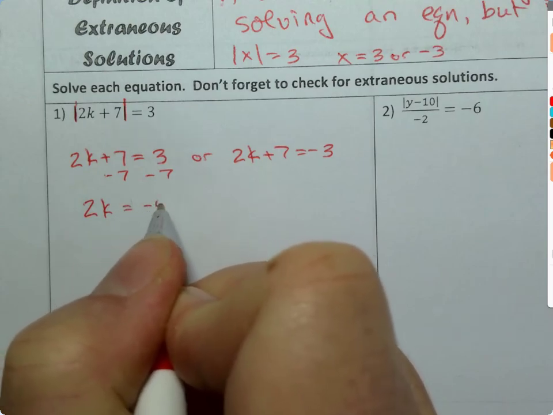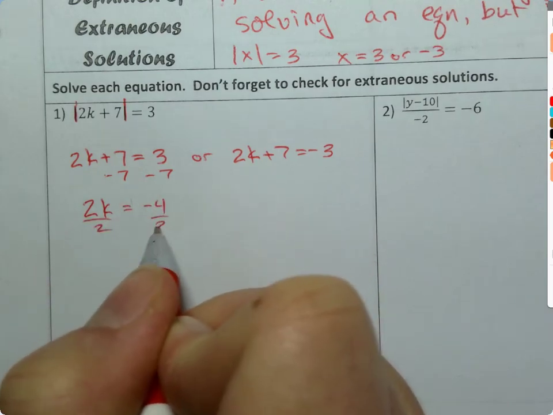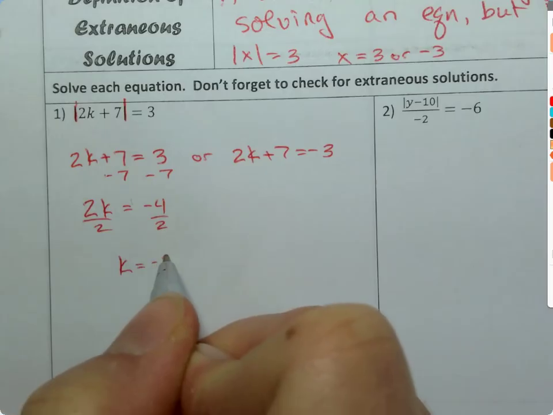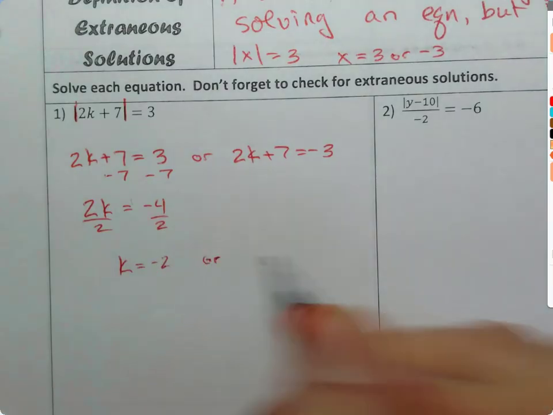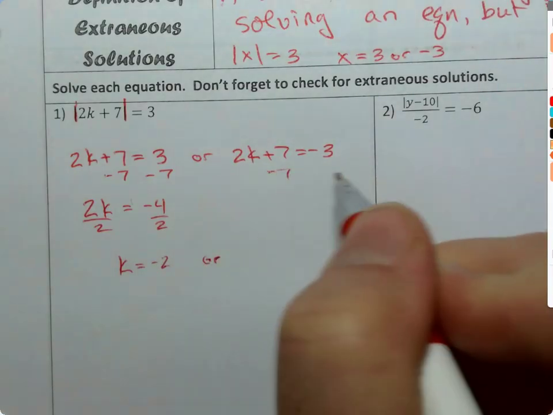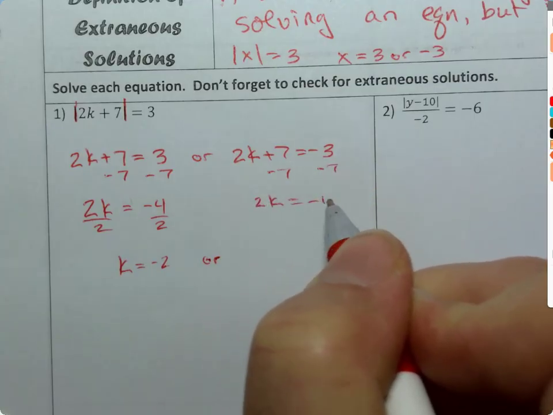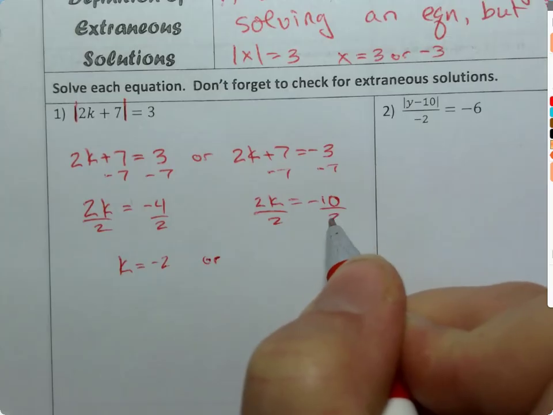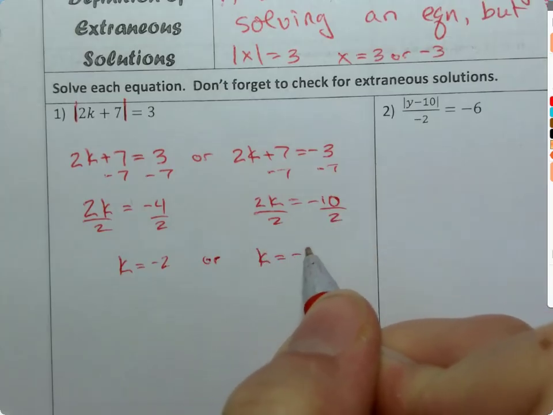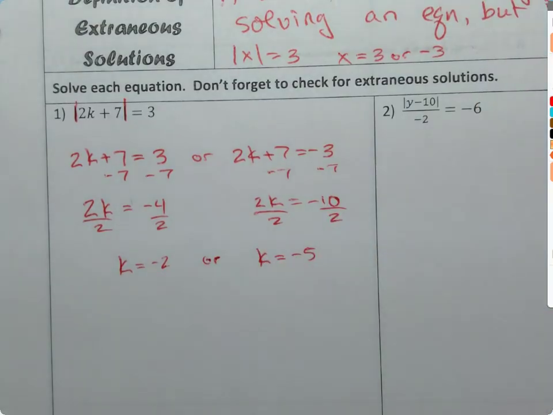2k equals negative 4. Divide out the 2, k equals negative 2. Or subtract 7, but I'm going to get a different outcome. This time 2k equals negative 10. Divide by 2, k equals negative 5. Now this looks good, but you can't just leave this answer. You have to check them. So how do I check them?